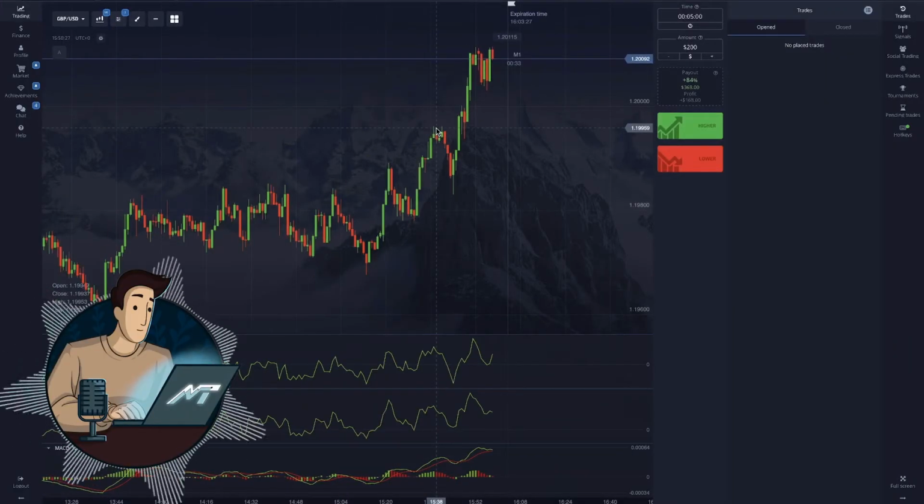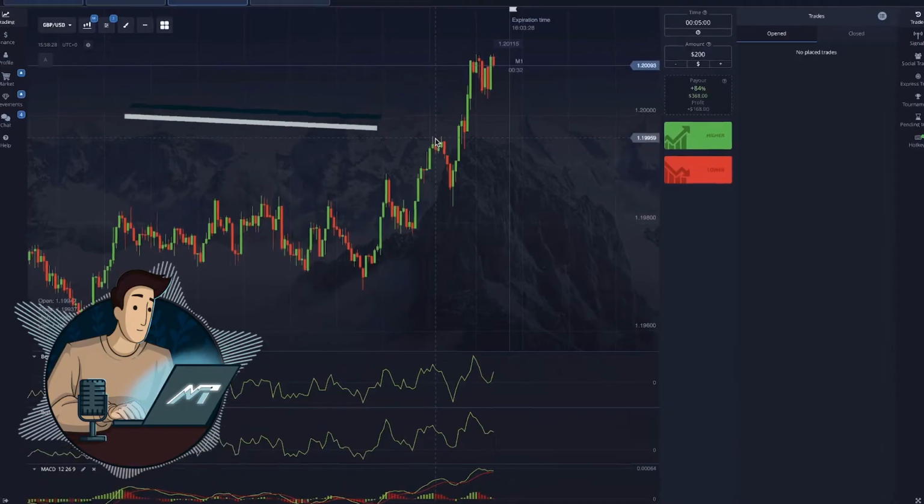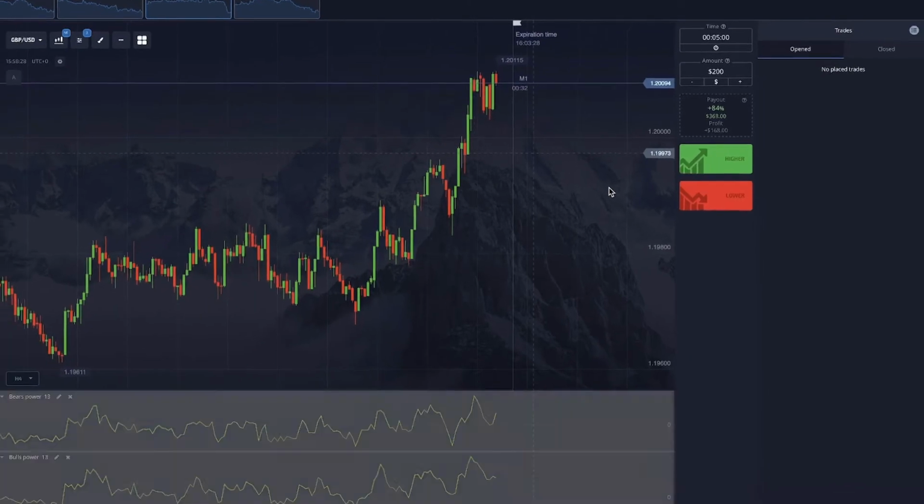Anyway, let's see the bulls and bears power in action. And we're starting with this GBP USD. Even without looking at any indicators or oscillators, it's clear that the bulls and bears are trading actively. The candlesticks here go up and down constantly. Now let's take a look at our indicators.